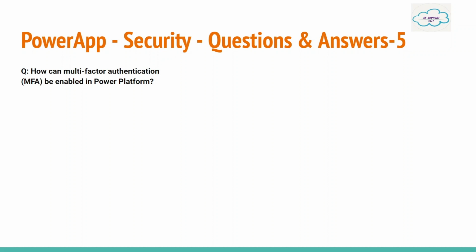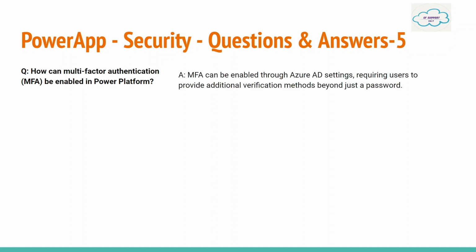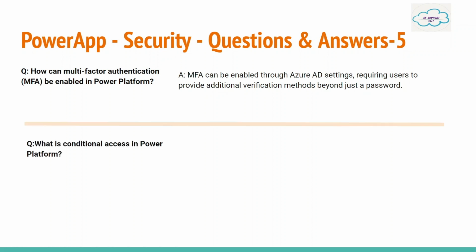How can multi-factor authentication be enabled in the Power Platform? It can be enabled through the Azure AD settings, requiring users to provide additional verification methods beyond just the password. This MFA can be enabled from the admin center. Next question. What is conditional access in Power Platform?